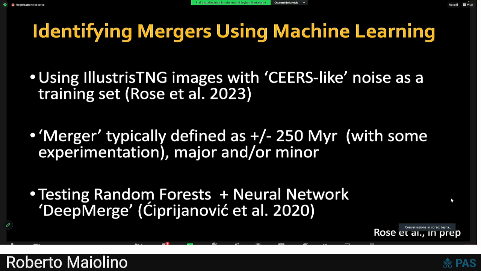We also look at both major and minor mergers. Of course, the benefit of using the simulations to train this is that we know the merger history inherently, which is something we don't know for the observed galaxies. And then we're training both random forests and a convolutional neural network called DeepMerge.